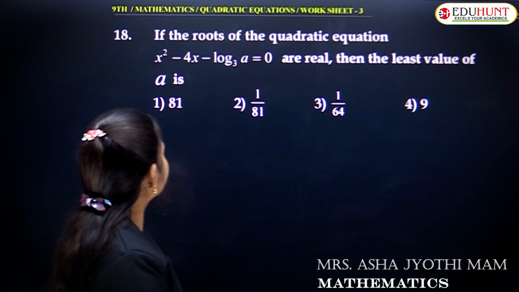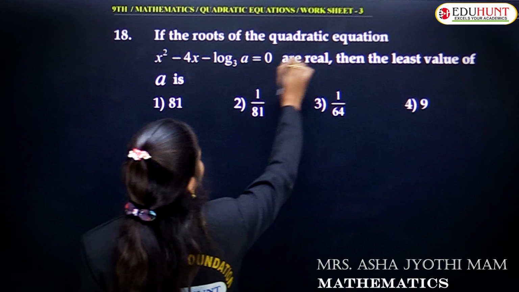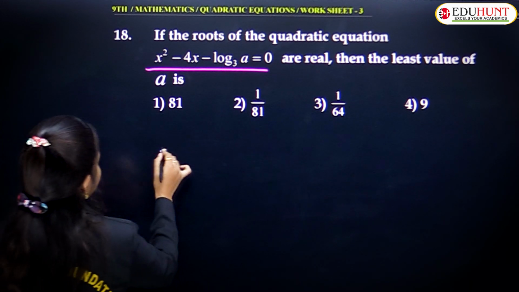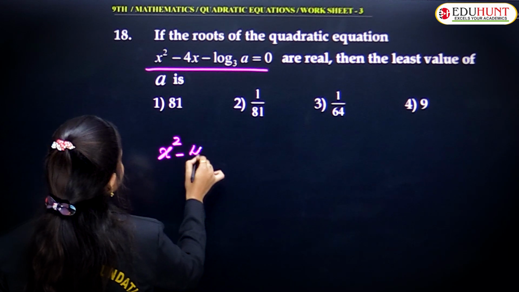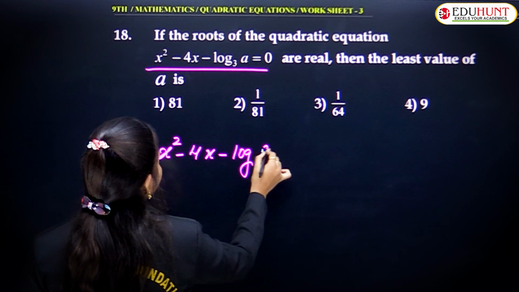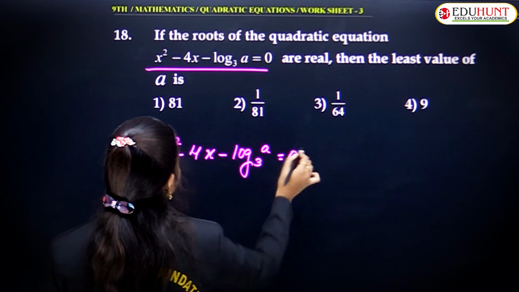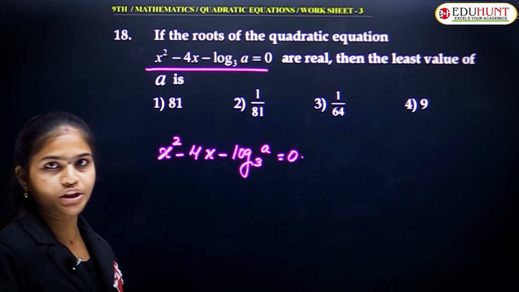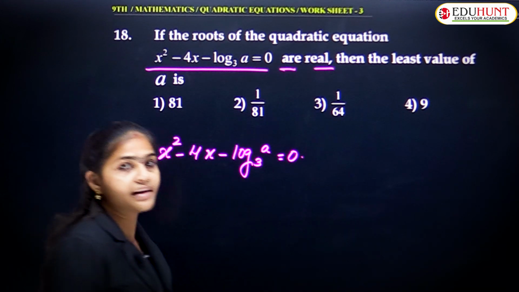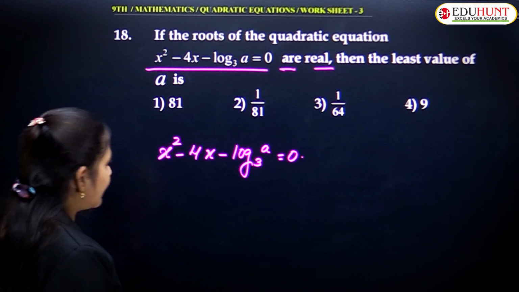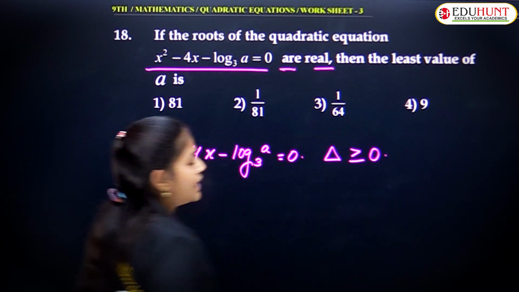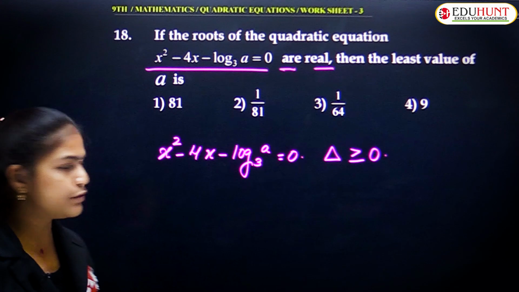Okay children, let us see the next question. If the roots of the quadratic equation, so what is the quadratic equation here? That is x square minus 4x minus log a base 3 is equal to 0. So this is the given quadratic equation. Clear? So here roots are real. So here we can take that delta is greater than or equal to 0.